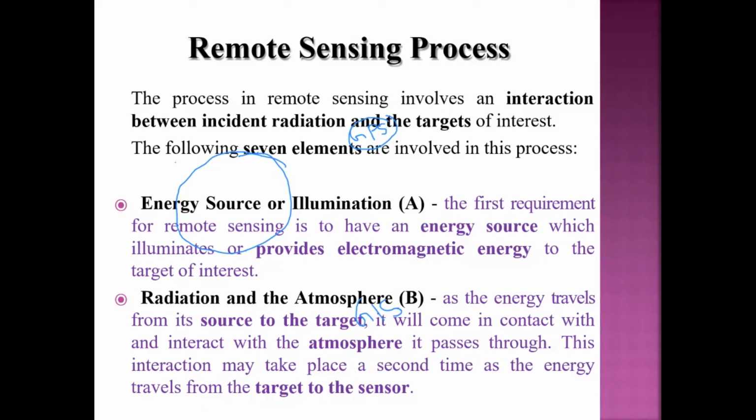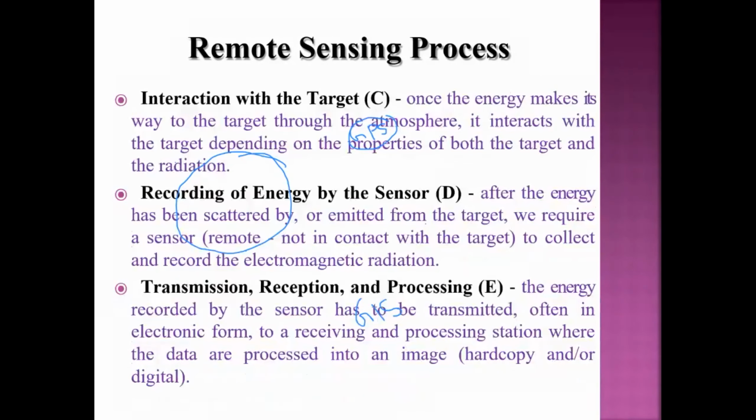If it interacts with the clouds, there will be different types of phenomena, diffused radiation or specular reflectance. Different types of processes will be there. Later on we will discuss it. Okay, so in the next step, what will be the interaction with the target? Once the energy makes its way to the target through the atmosphere, it interacts with the target depending on the properties of both the target and the radiation. So this is the main step: interaction with the target.